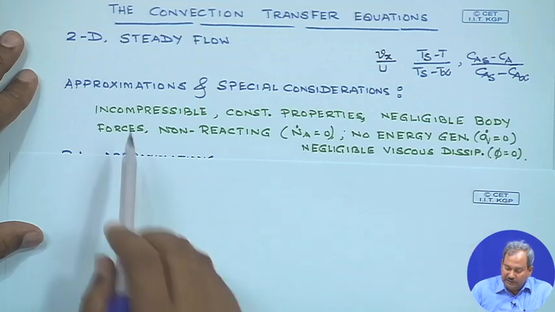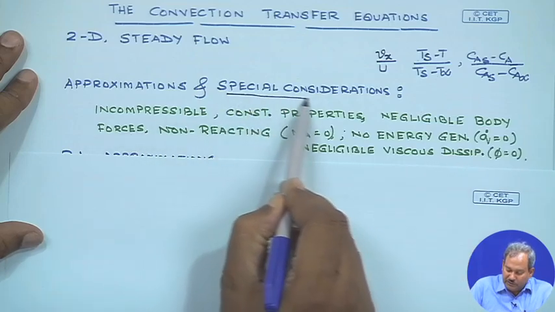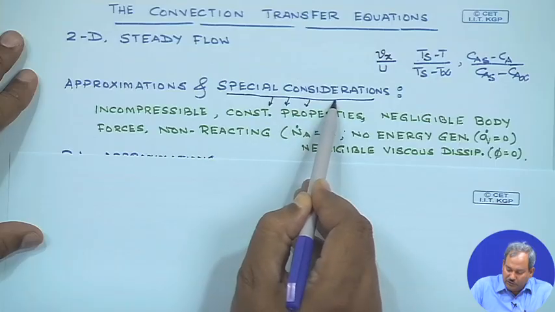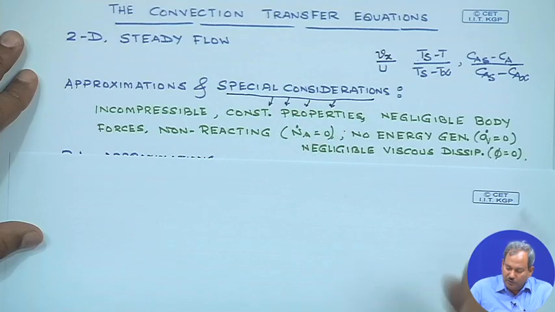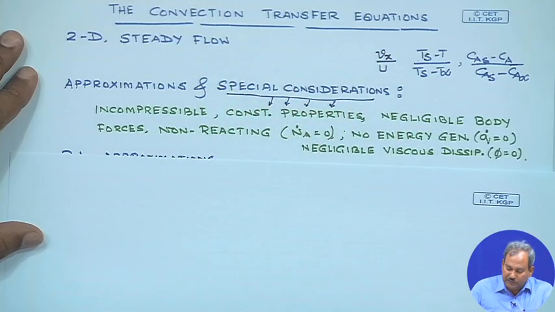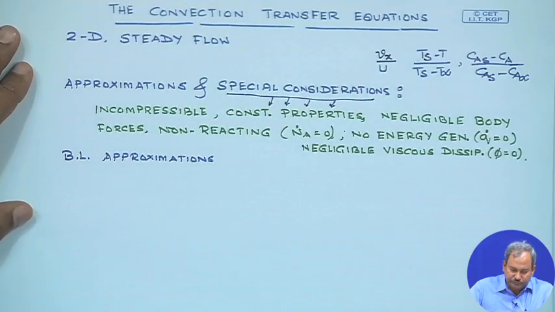So, these are the special considerations which we are going to use in order to tackle the problem of simultaneous heat, mass and momentum transfer, and our starting point would be the convective transfer equations in the form of equations inside the boundary layer.